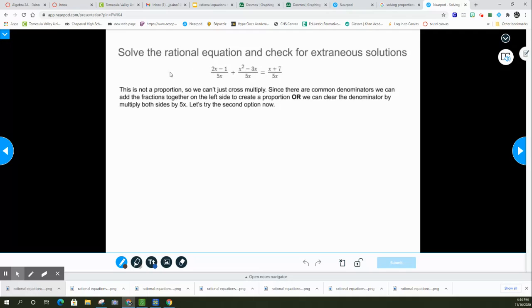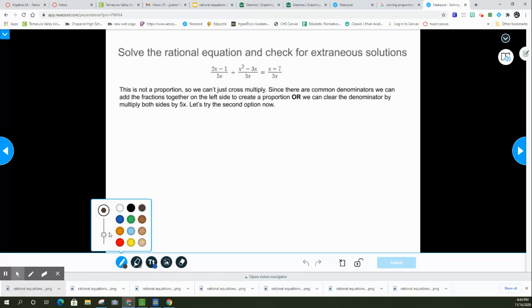All right, but there's another way to solve this, and I call it clearing the denominator. It's just making the denominator go away. Since they're all common denominators, it's very easy. If I just multiply both sides of the equation by 5x, it's going to cancel out with everything because everything on the left side gets multiplied.